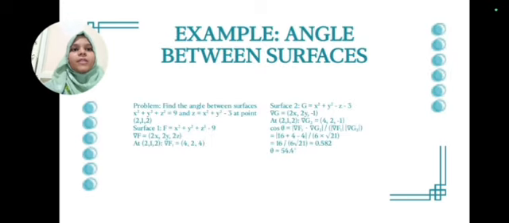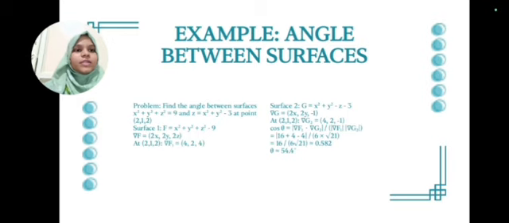Example for angle between two surfaces. Find the angle between surfaces x square plus y square plus z square is equal to 9 and z is equal to x square plus y square minus 3 at the point (2, 1, 2). Here capital F is equal to x square plus y square plus z square minus 9. Del F is equal to (2x, 2y, 2z). At (2, 1, 2), del F1 is equal to (4, 2, 4).